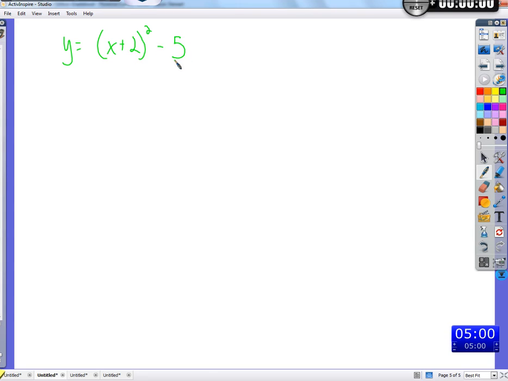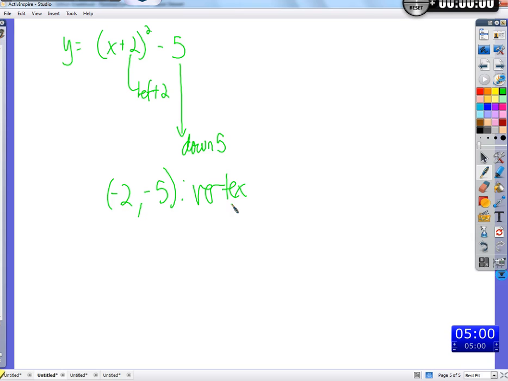And we subtract 5 after we're done getting those outputs. What's that going to do? Move it down 5. So left 2, down 5. Left 2, down 5, and draw the graph. And if you pay attention, when we shift it to the left 2, that's negative 2, right? And then down 5, that's negative 5. That's where you'll find your vertex. If it shifts everything to the left 2 and down 5, then it'll shift the vertex from 0, 0 to the left 2, that's negative 2, and down 5, that's negative 5 in the y direction.